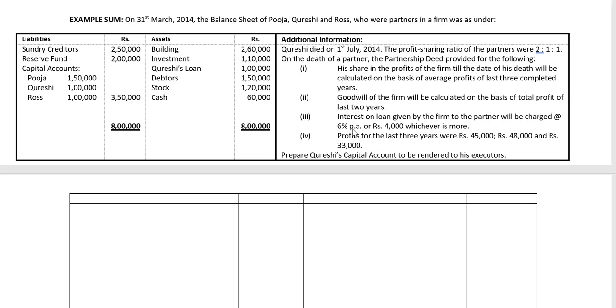Third point, interest on loan which was given by the firm to the partner will be charged at 6% per annum or rupees 4,000, whichever is more. Final point, profits for the last 3 years were rupees 45,000, rupees 48,000 and rupees 33,000. We are asked to prepare Qureshi's capital account to be rendered to his executors. So let's begin with the solution.